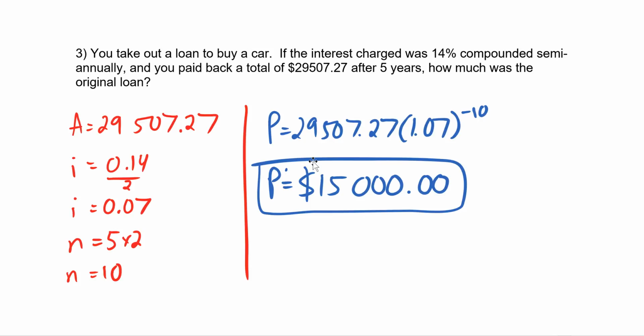Now, the trickiest part about compound interest is you're going to have to be able to tell what is a future value question and what is a present value question. So it's very important that you look at whatever the dollar amount is that you're given, and try to figure out, is that what's being invested or is that what you're ending up with?